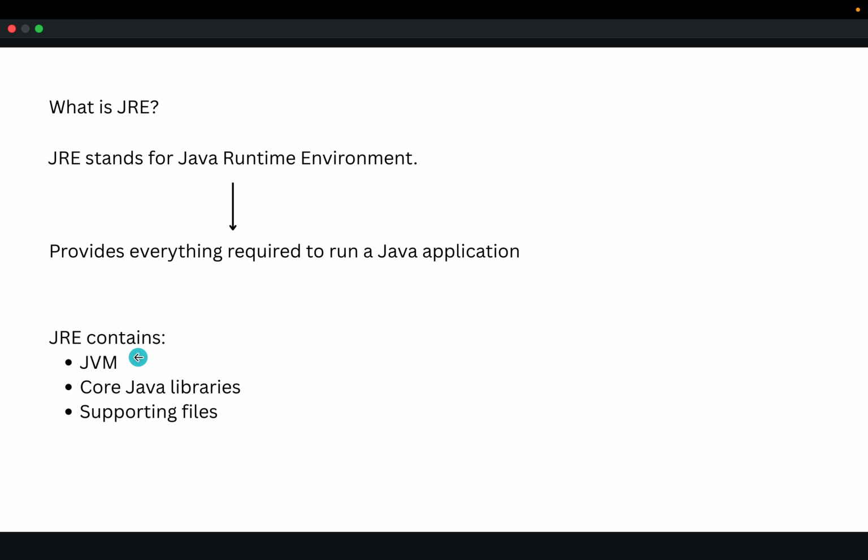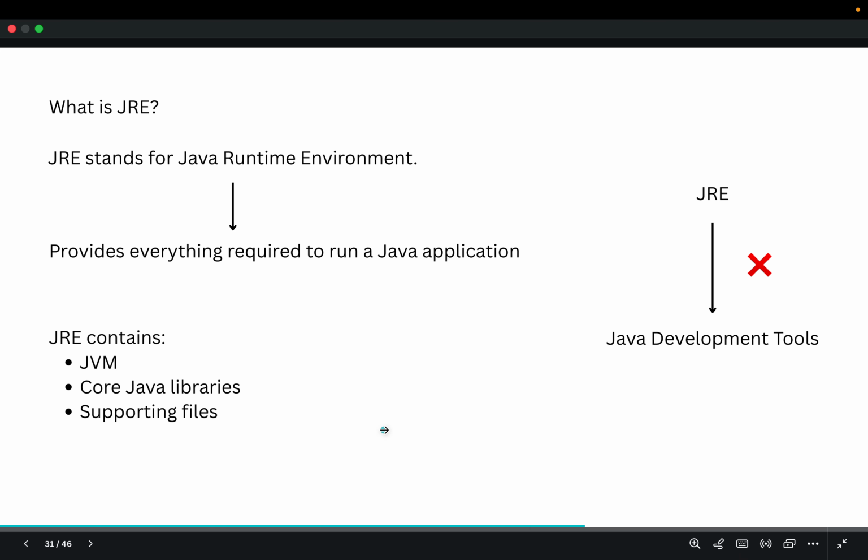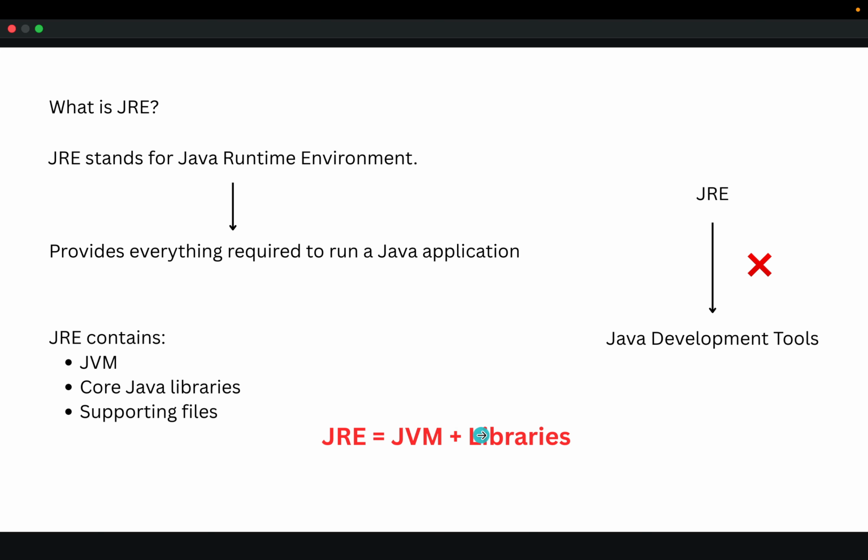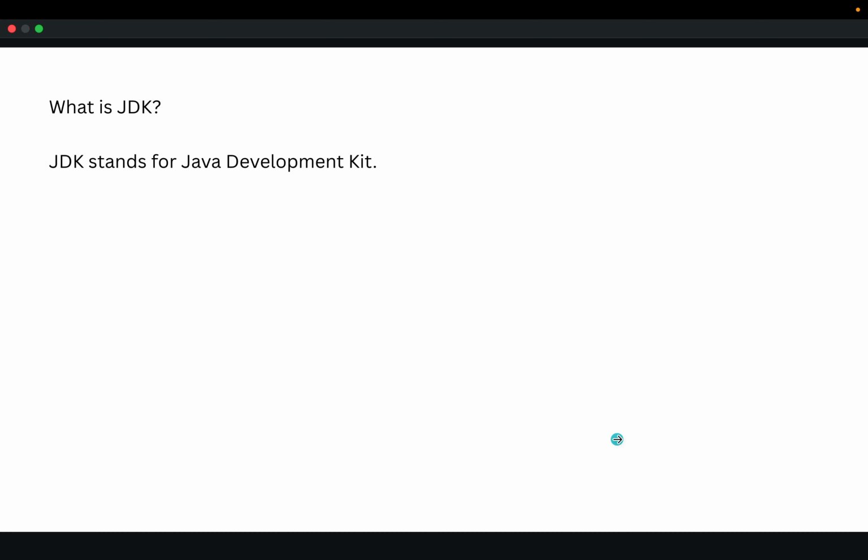JRE contains JVM, core Java libraries and supporting files. JRE does not contain Java development tools. It only helps in running Java applications. A simple formula to remember is JRE is equal to JVM plus libraries.